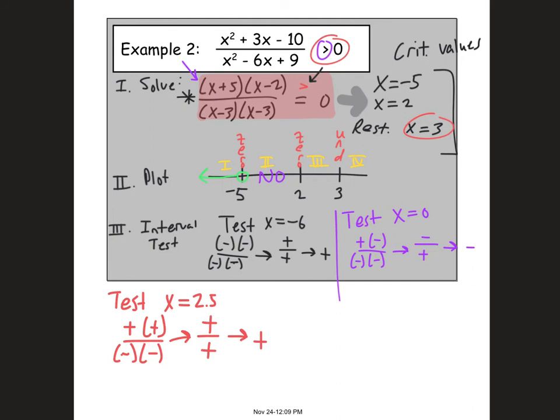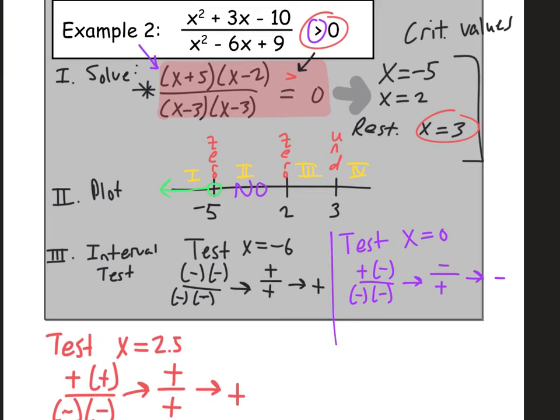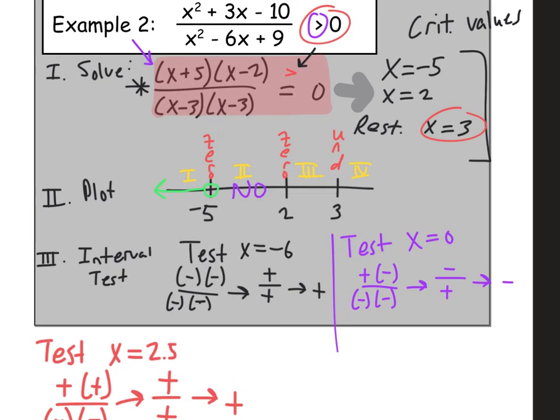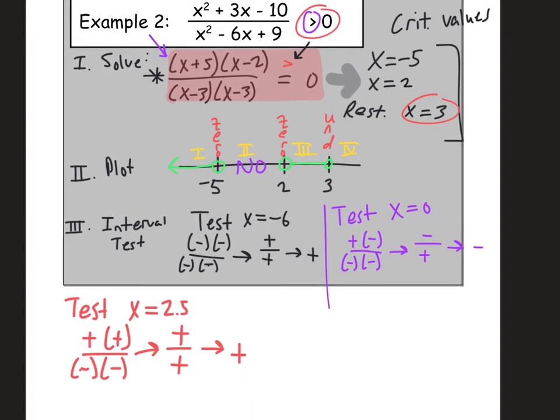So that interval works. But remember, the endpoints of the interval do not work. So we're going to do open circles on the endpoints, but we're going to include the interval itself. Between 2 and 3 works. It's just 2 and 3 themselves that do not work.